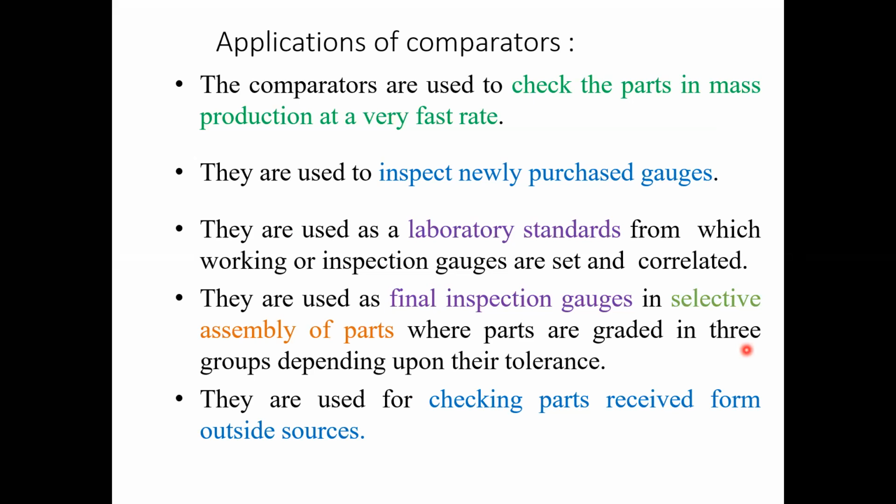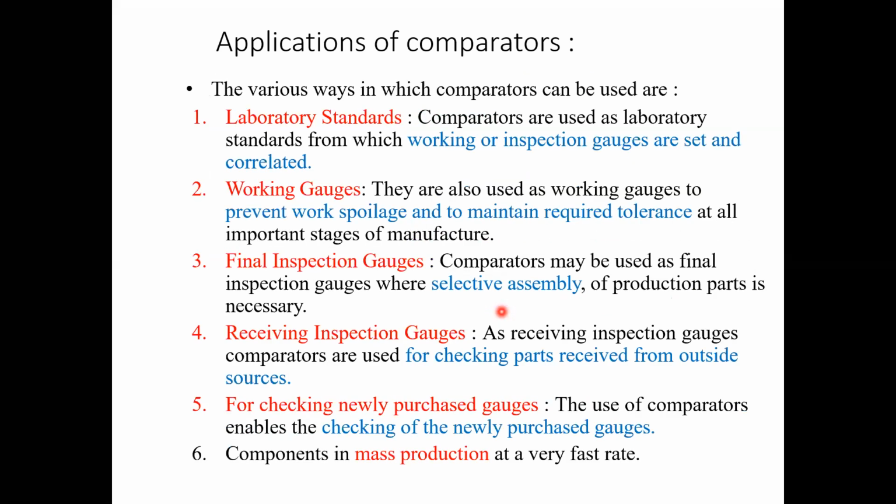They are used as final inspection gauges in selective assembly of parts, that is, assembly of finally produced components as required. In that case, final inspection is done using these comparators. They are used for checking parts received from outside sources. These are also applications of comparators: laboratory standards, working gauges, final inspection gauges, receiving inspection gauges, and checking newly purchased gauges.